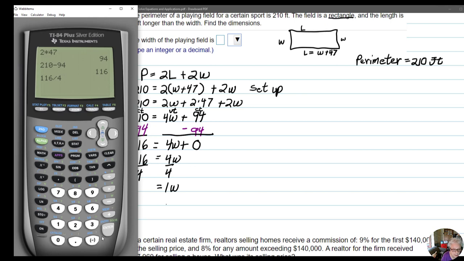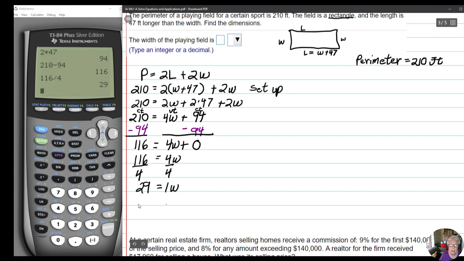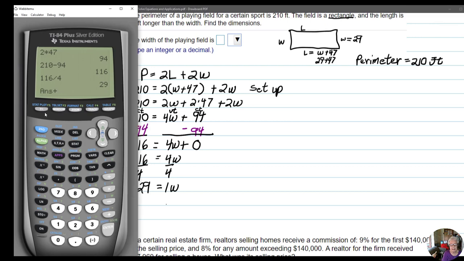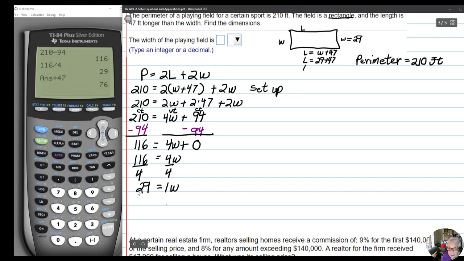116 divided by 4 is 29. So W equals 29. That means that the width is 29 and the length is going to be 29 plus 47. Now, watch what happens. Plus. See, it says answer there. That's the answer that was last in memory. 29 plus 47, enter, 76. So the length is 76.